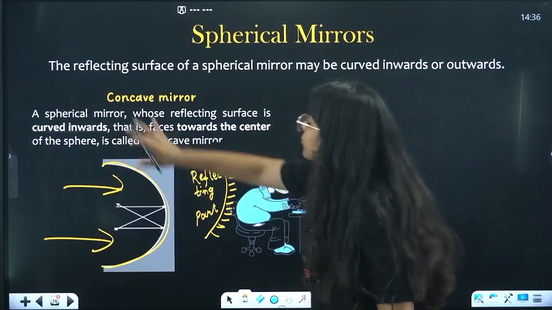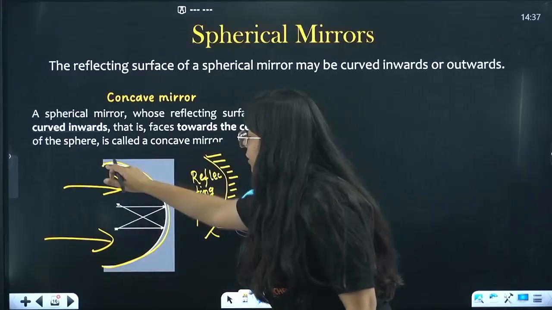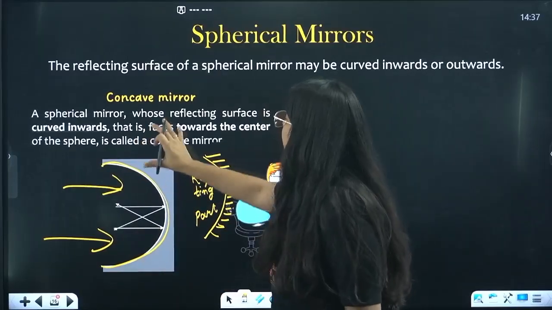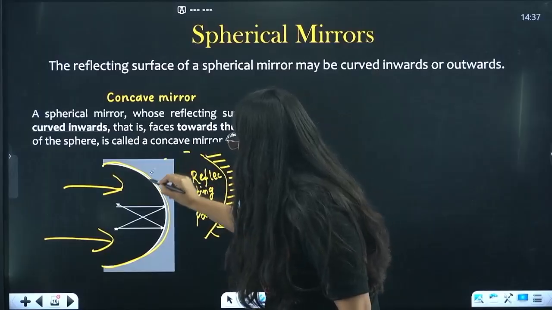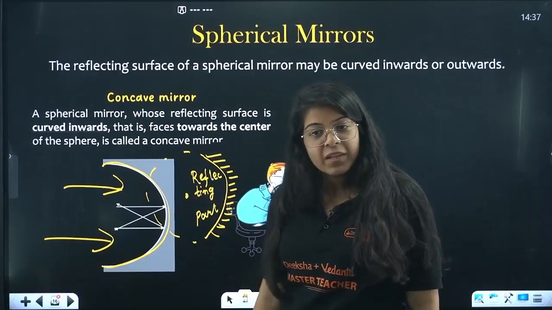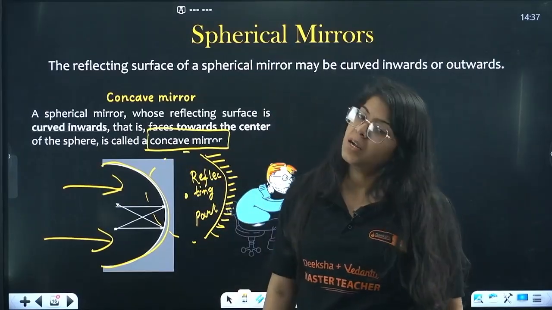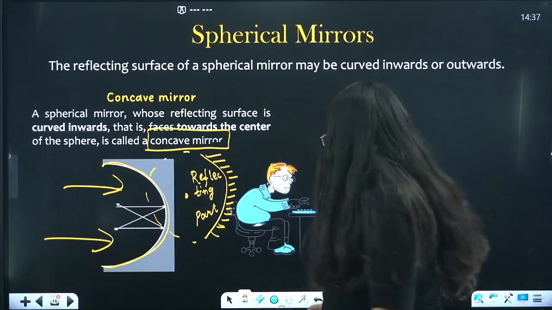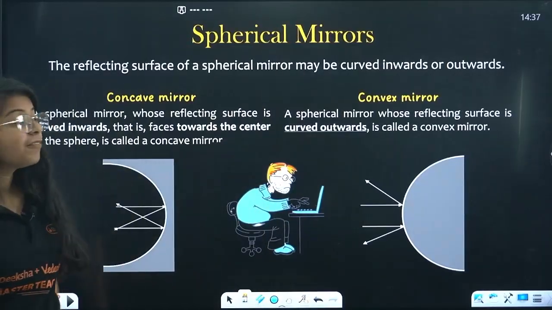Done. A spherical mirror whose reflecting surface is curved inwards, that is, faces towards the center of the sphere. If we complete the sphere, this faces the center of the sphere, right? So it is called a concave mirror. Understood? Next, beta, we have the convex mirror. The second one is the convex mirror.